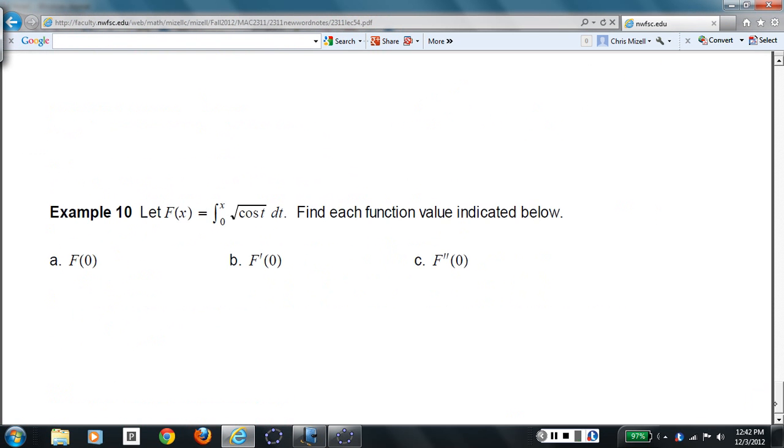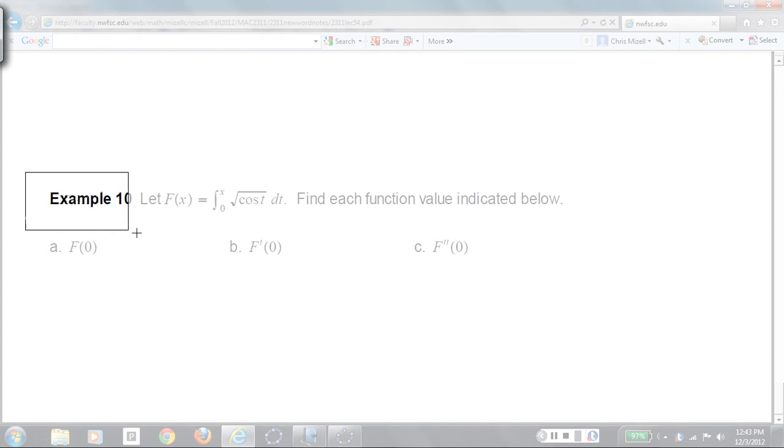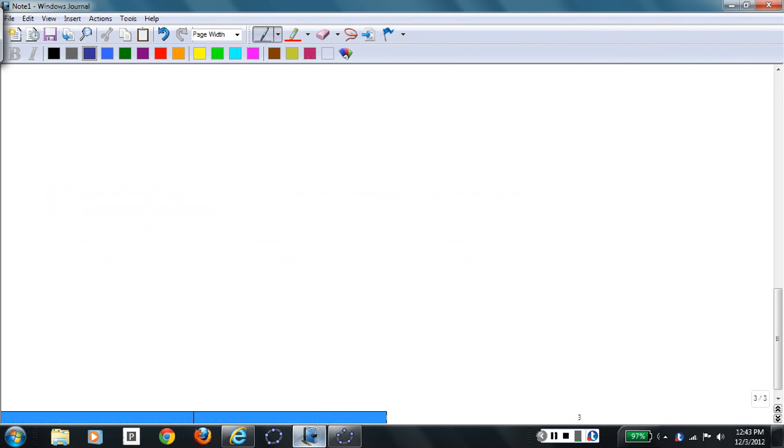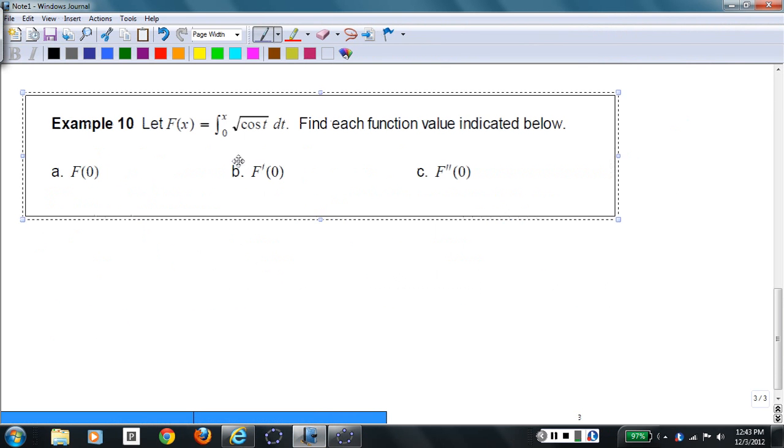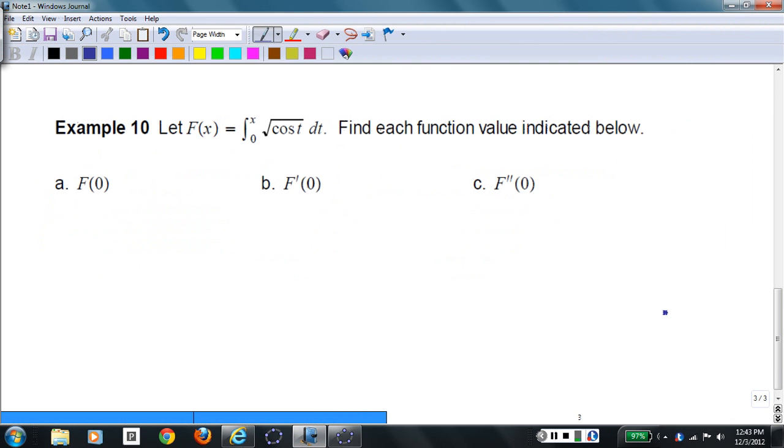Closing out the section, these first couple examples do not require much work. The second one, the third one, I don't think requires much more. I think we'll have to take a derivative to get that one.